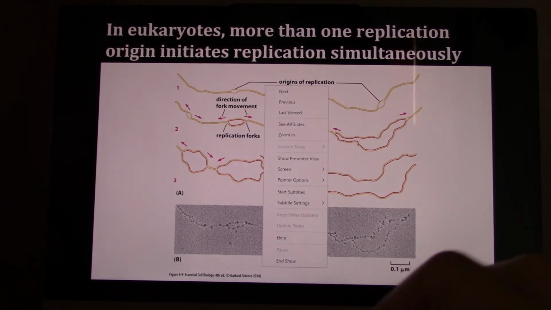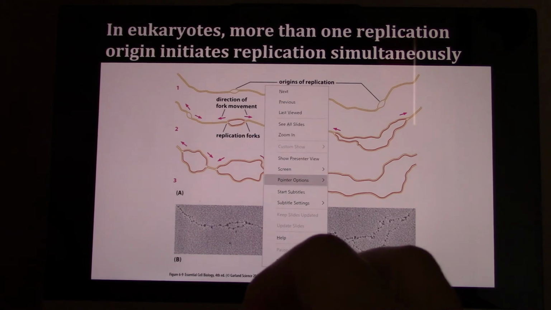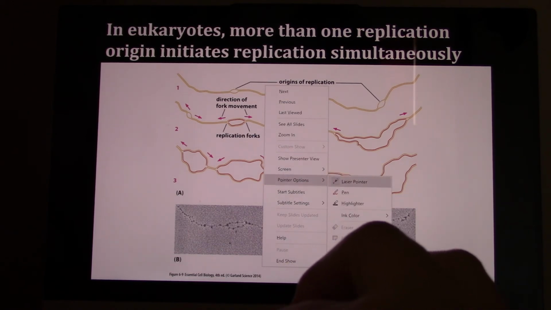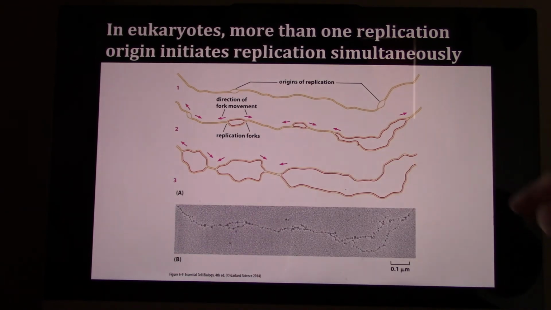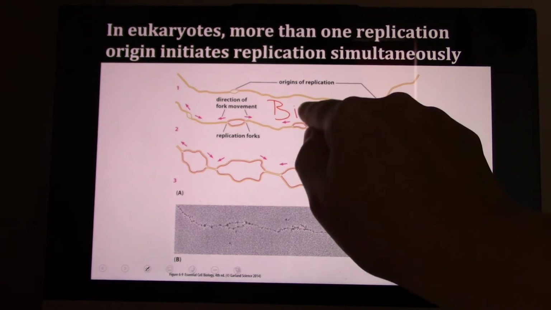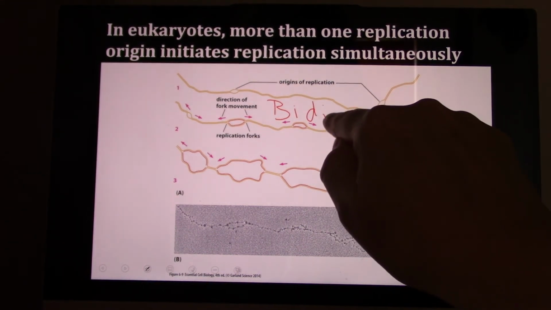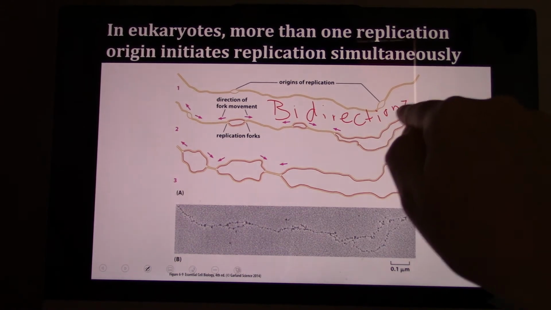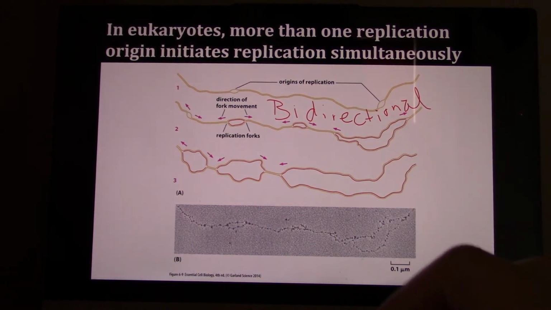And so, if I can get back to my pen. This is called bidirectional replication because it's going in both directions.